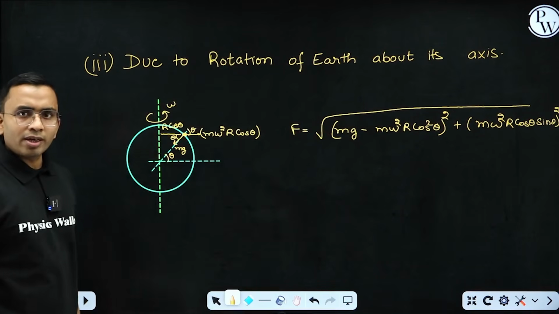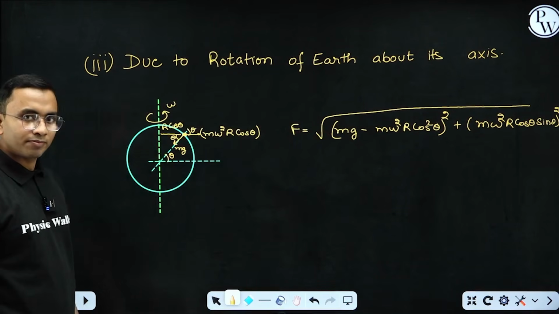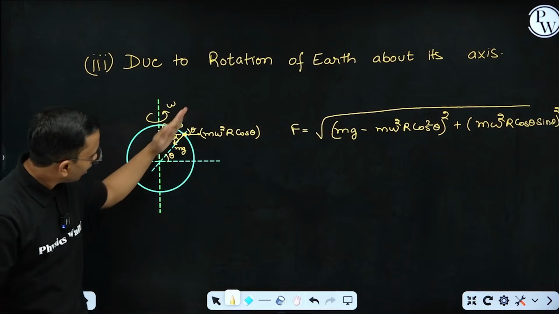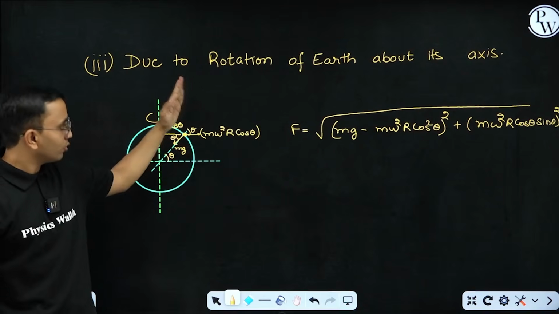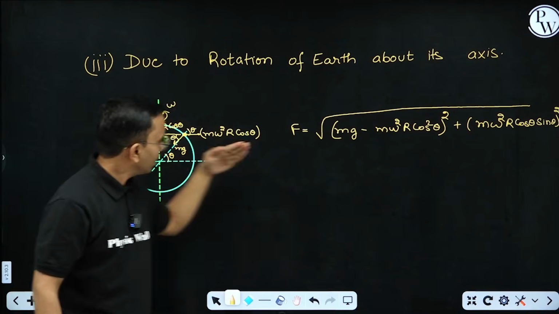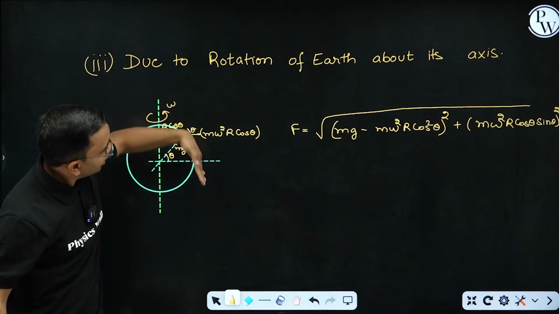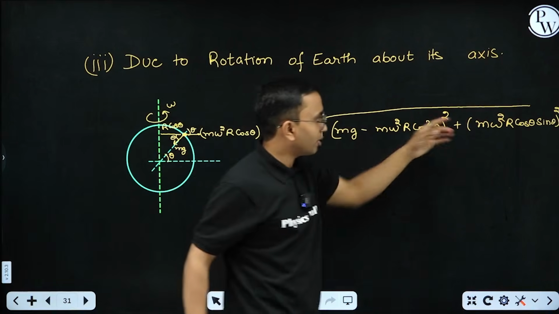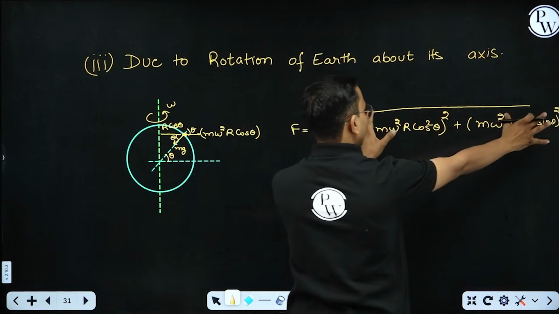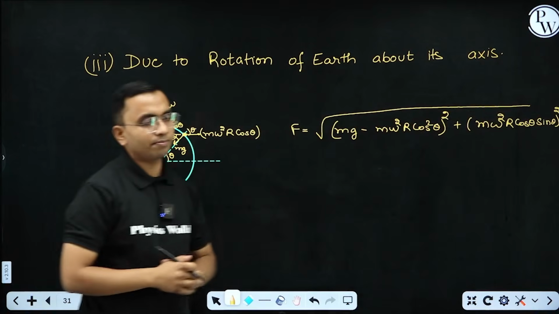Are you able to understand how I am writing this equation? First, along the axis, how much is the total force? Mg minus m omega square r cos theta into cos theta. This is along the axis. The perpendicular component will be m omega square r cos theta into sin theta. That is the perpendicular. So these two are perpendicular, so to find the resultant magnitude, square and take the root.